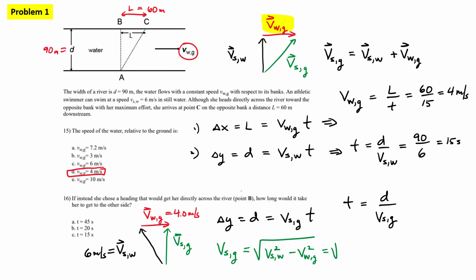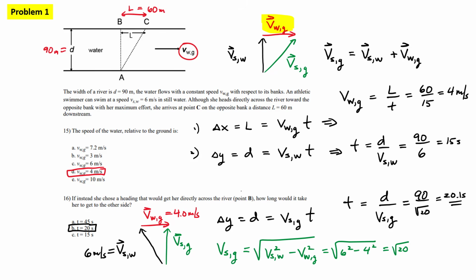Now we substitute our values here, and this is what I get: 6 squared minus 4 squared, so that gives me 36 minus 16. That gives me root 20 as my speed. Now we go back to the top equation right here. My distance is still 90, and then I divide by root 20. At the end of the day, I get something like 20.1 seconds. B is the closest choice to that solution. All right, great problem.